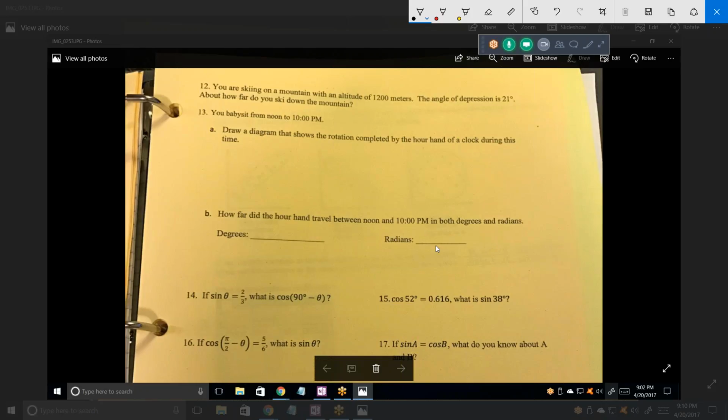And let's just do 16 while we're talking about it. What's the answer to 16? So if cosine of pi over 2 minus pi over 5... so the sine of 2 is 90... 5 over 2.